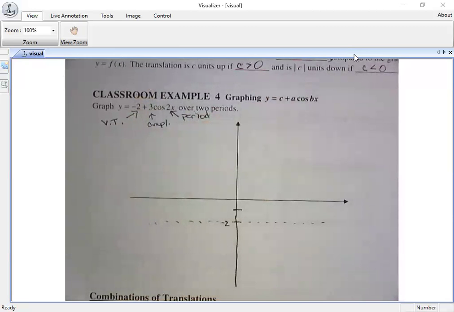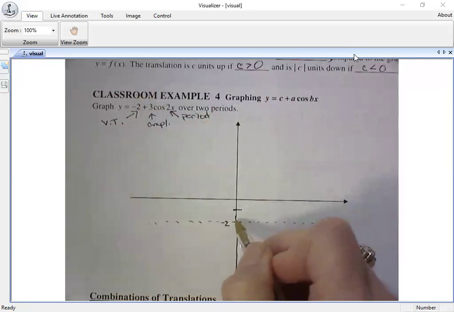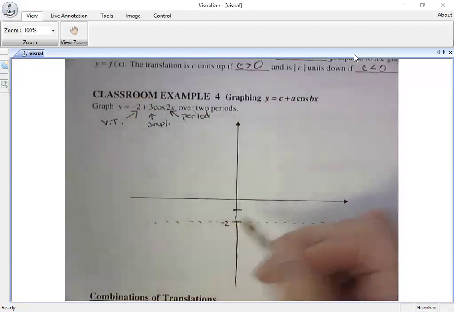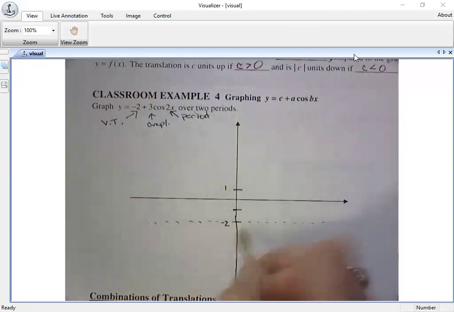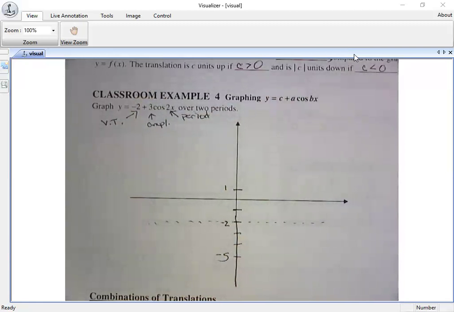My amplitude is 3. So I know I have to be able to move 3 units above and 3 below. So there's 1, 2, 3 units above puts me at +1. 1, 2, 3 units below puts me at -5. So we've marked that part off. Now what am I going to need to figure out?